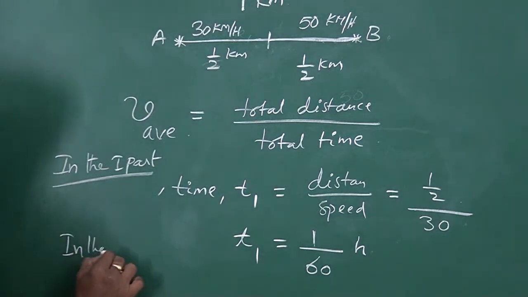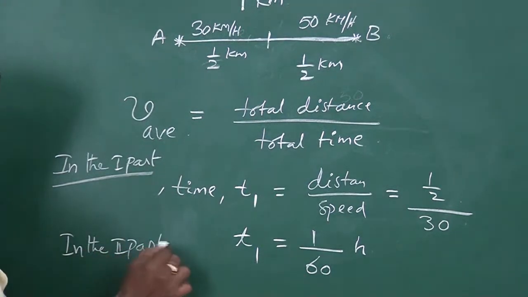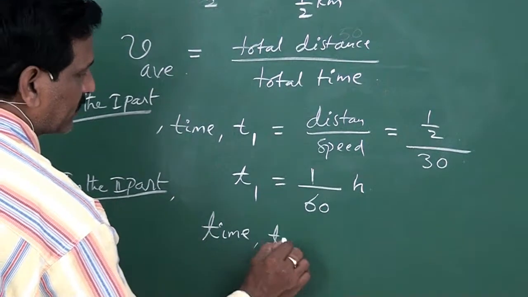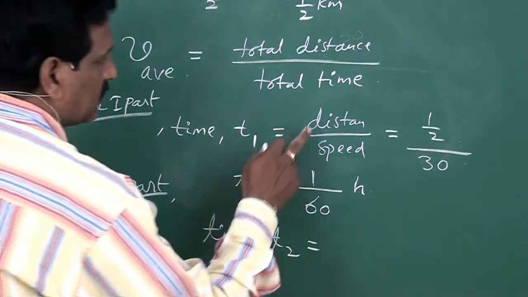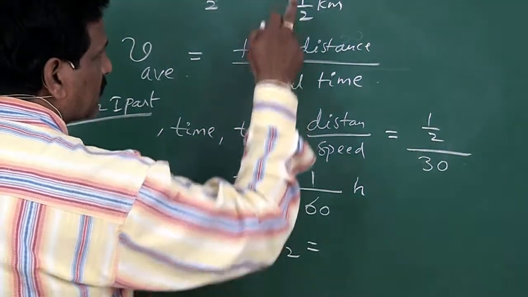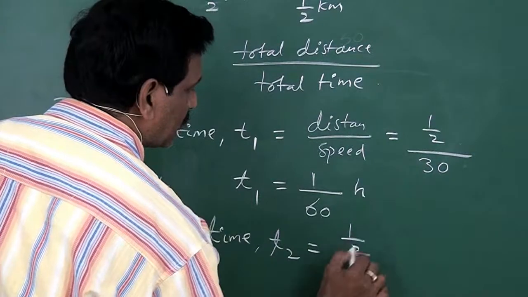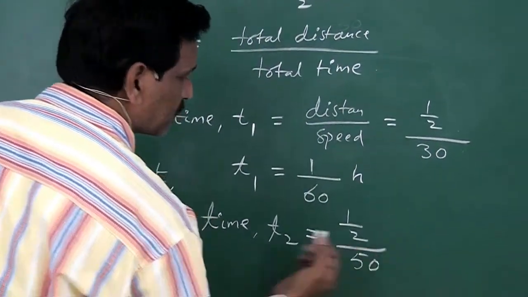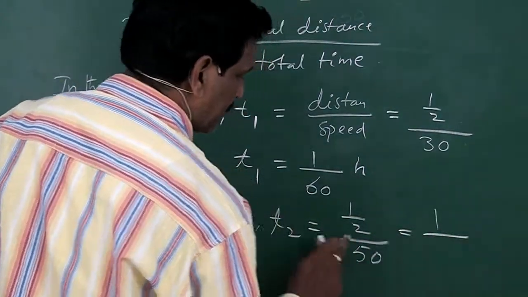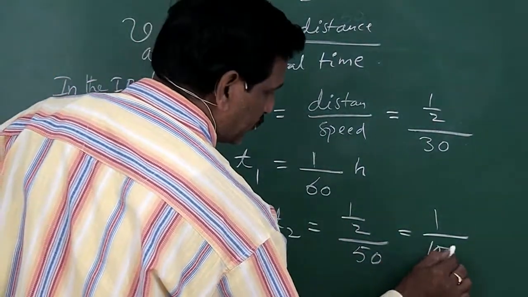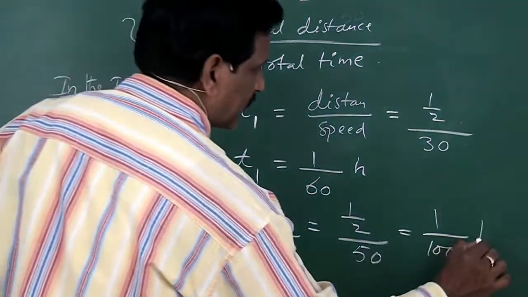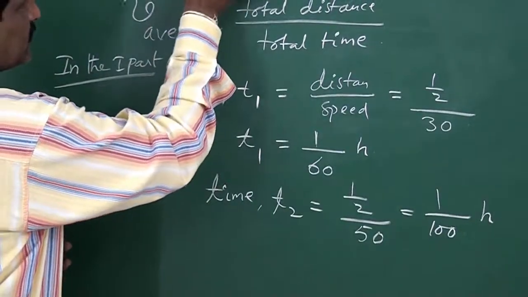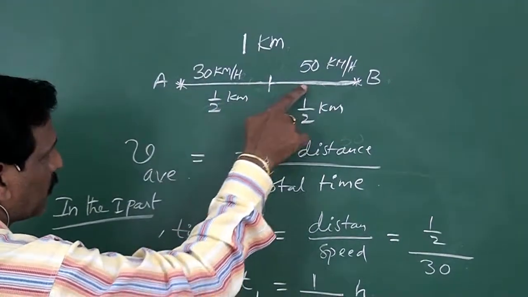So, in the second part, the time taken T2 is equal to, similarly, distance by speed. Here the distance is half a kilometer and the speed is 50 kmph. So this is 1 by 2 by 50, that is 1 by 2 into 50, 100. So, 1 by 100 hour. This way, we have to calculate the times taken to cover the two parts.